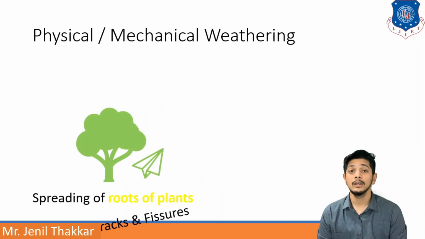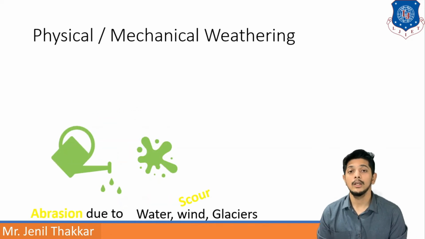Roots of the trees growing in the cracks and fissures of the rocks get bigger by the time and it causes disintegration of the soil. As water, wind, ice and gravity move over the soil surface or rock surface, it gets disintegration and scour and abrasion happens. Due to that, again weathering takes place.